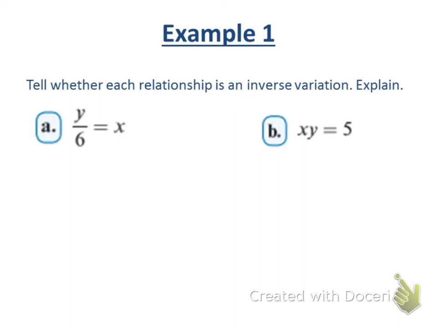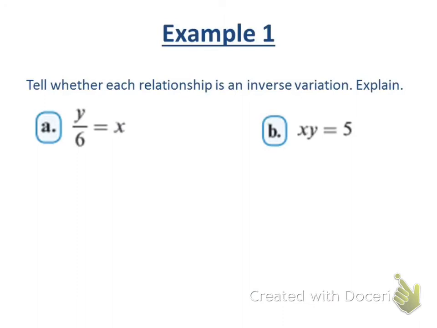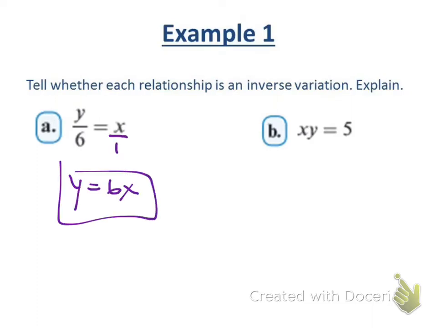Tell whether each of these relationships is an inverse variation or not, and explain. Is y divided by 6 equals x an inverse variation? No? What is it? It's a direct variation. If you cross multiply, what would you get here? 6, y equals 6x. Direct variation. That's direct variation, right?